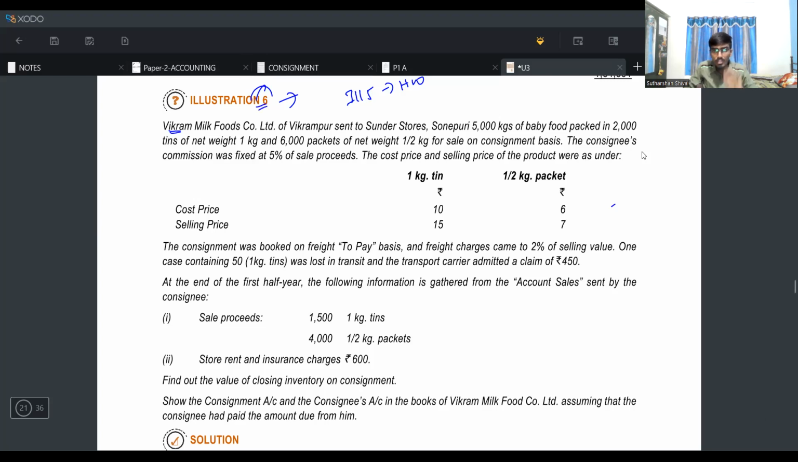Illustration 6 is a most important question. Vikram Milk Foods Co. Limited of Vikrambur sends to Sundar Stores of Sonpuri 5,000 kgs of baby food products, 2,000 tins of net weight of 1 kg and 6,000 packets of net weight of half kg, for sale on consignment sales.